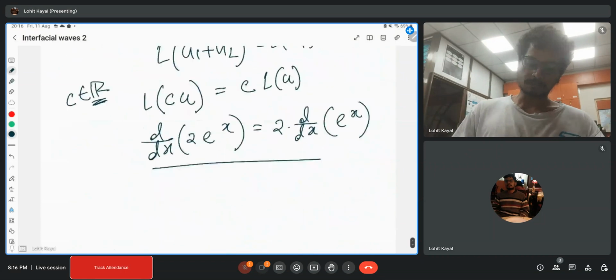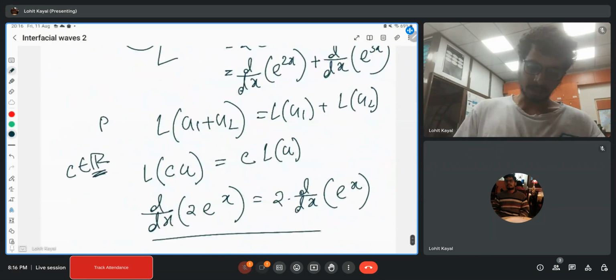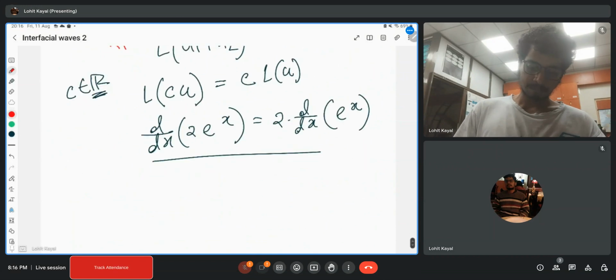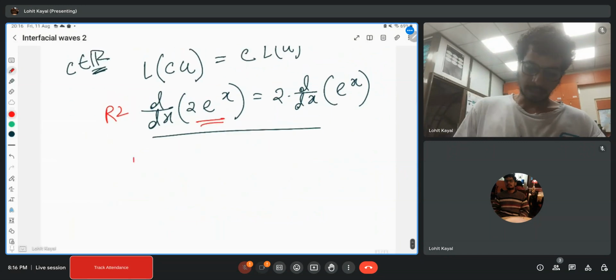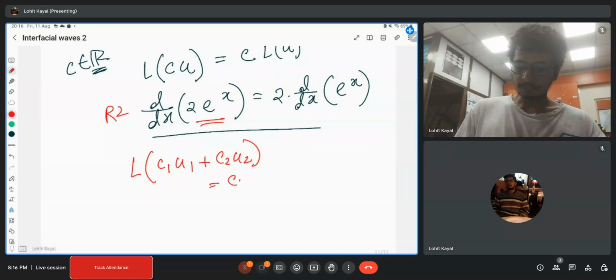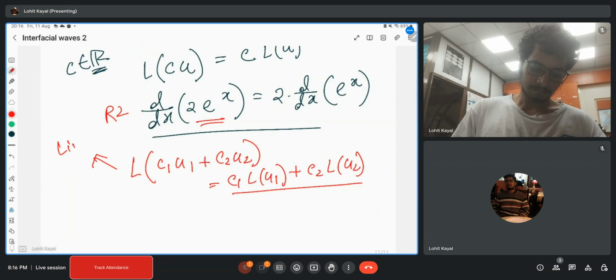Now if you combine these rules, suppose this is rule 1, or your r1, and this is your r2, the addition rule and the scalar multiplication rule. If you combine r1 and r2, what will be the result? L of c1 u1 plus c2 u2 is equal to c1 L u1 plus c2 L u2. So it is called the linear combination.